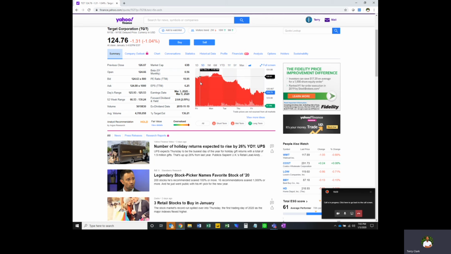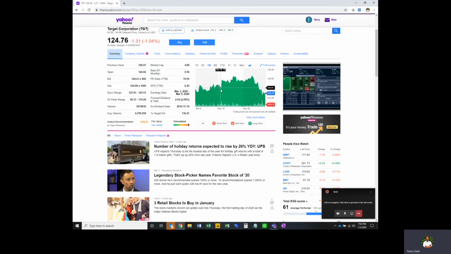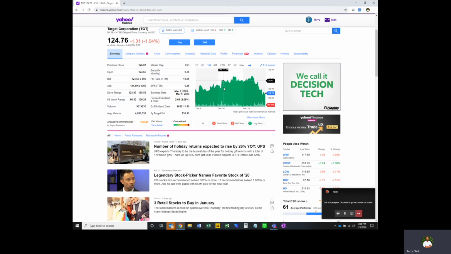So like I said, let's look at the 5 day. Within the last 5 days, it's been declining. Within the last month, it goes down and goes up, and goes down and goes up, and goes down and goes up. So if you buy during these declines and sell when it rises, you make some money. But you kind of have to know what you're doing.